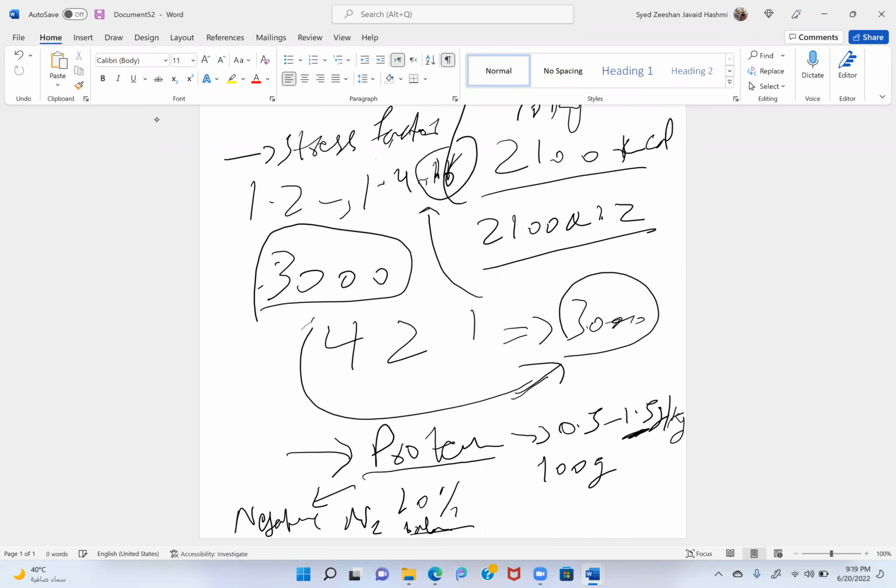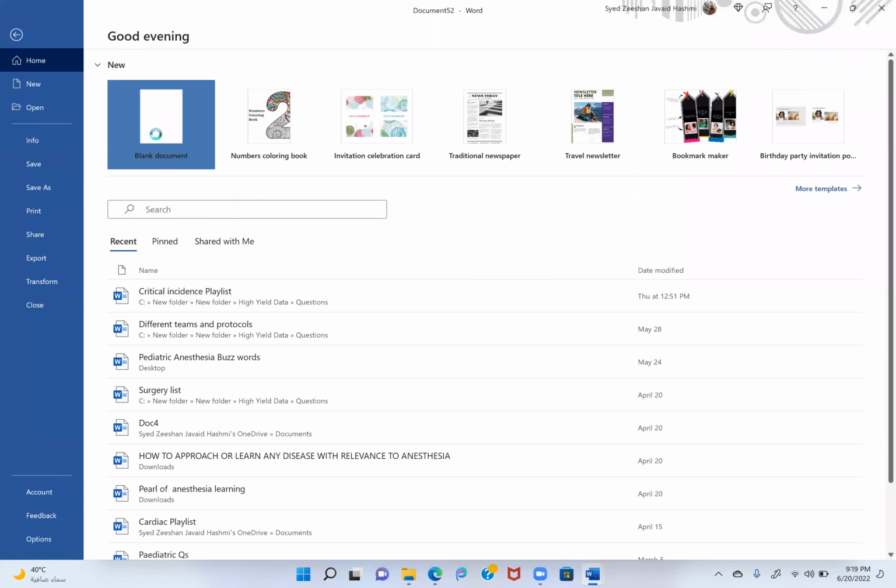I had discussed this thing before. I'm just trying to give a quick review about it. So the rest of the calories you will calculate as 30 to 40% carbohydrates and 40% fats.